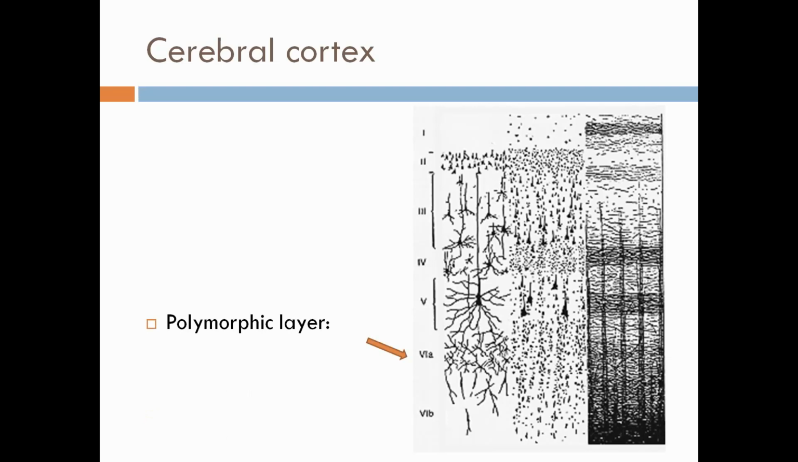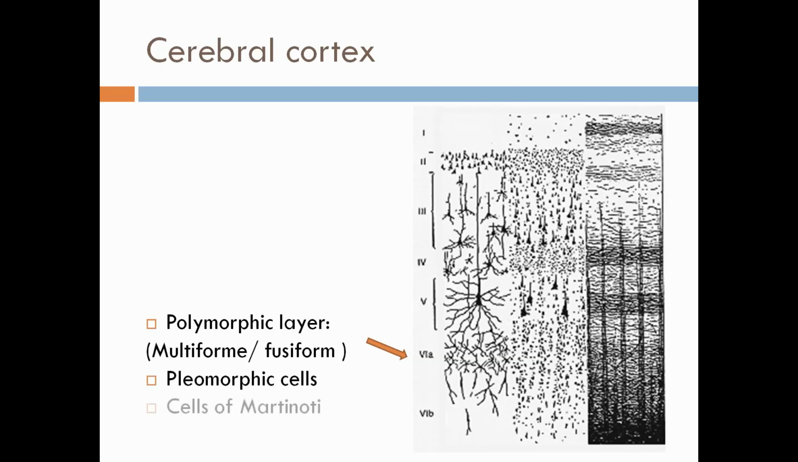Layer 6 is called the polymorphic layer and also has other names such as the fusiform layer or the multiform layer. Cells which are present in this layer are pleomorphic, meaning they have different shapes and sizes. The layer which is internal to the 6th layer is the layer of the white matter.